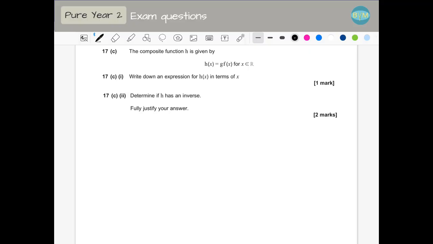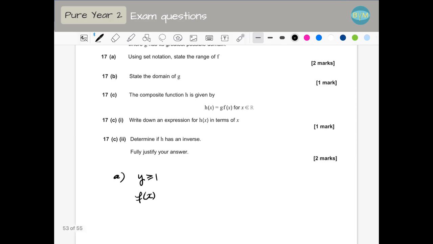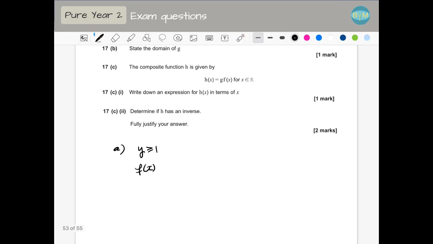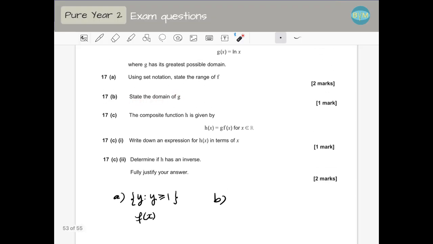is going to be, and remember we write the range with y, or if you prefer with f(x), but not with x, y is greater than or equal to 1. They say to write it in set notation, so the only thing I'm going to do is write y colon at the front and the curly brackets. If you prefer, instead of y you can use f(x), but if you use x, sometimes you will lose the marks.